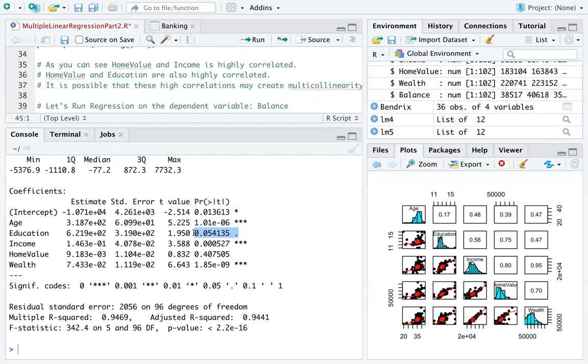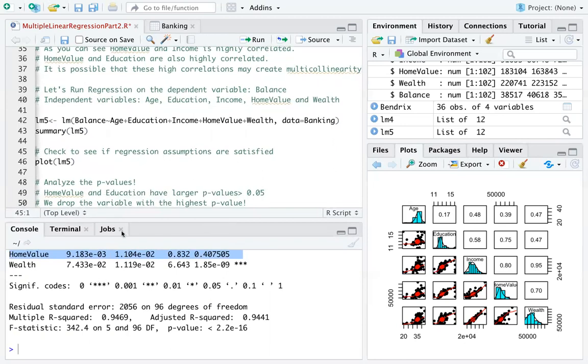I do have 2 alternatives here. I do have 2 independent variables. Education has a p-value of 0.05, and home value has a p-value of 0.4. Well, obviously this is larger. What I will do on my next multiple linear regression model, that's what our modeling approach and philosophy was, is drop the home value from the equation and rerun the multiple regression. All right, let's do it.